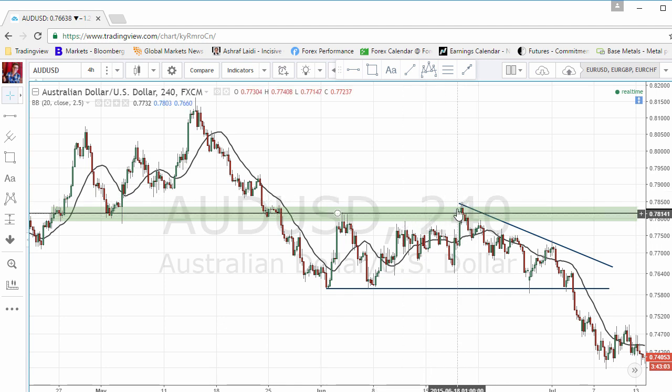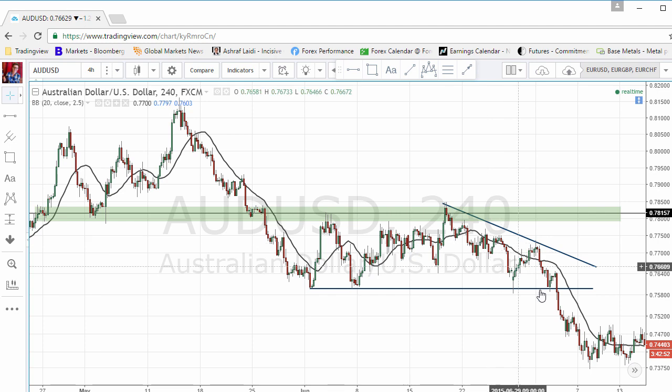Here a fake breakout, which probably caught a lot of people on the wrong foot who were expecting the breakout, and then price started to sell off after this failed breakout attempt. And then a very nice structure here to the bottom.